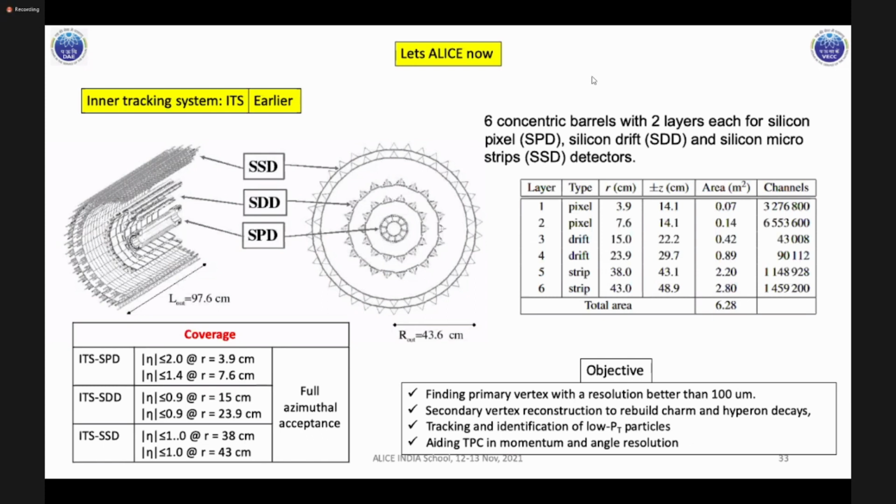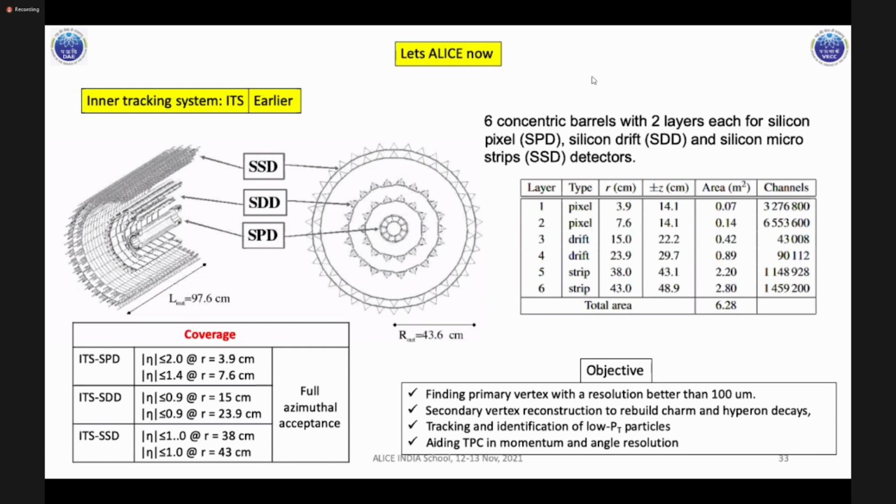So earlier, this ITS had three types of detectors, and each type of detector had two layers. The innermost one was the silicon pixel detector, then the silicon drift detector, followed by the silicon strip detectors. As the name suggests, the pixels have the highest granularity, they are the smallest. Then the silicon drift detectors have somewhat lower granularity, and the silicon strip detector has the coarsest granularity of these three layers.